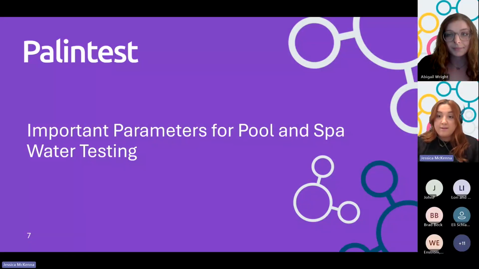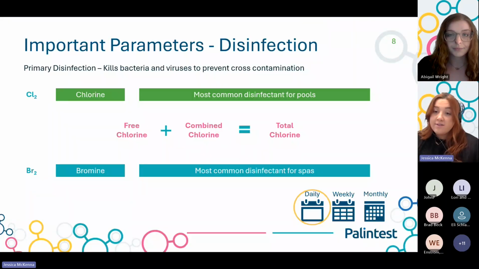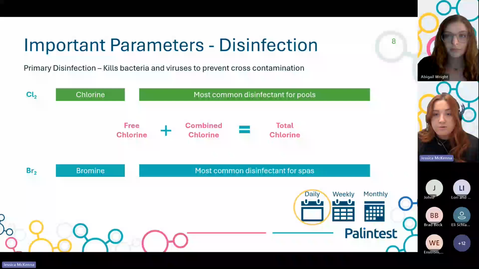Great, thank you, Abby. So to get started, we'll review the important parameters for pool and spa water testing. Primary disinfection will kill bacteria and viruses and provide a residual to prevent cross-contamination. Chlorine is one of the most common forms of disinfection. When testing for chlorine, you need to monitor both free and total chlorine. As chlorine reacts with molecules containing nitrogen, they form combined chlorine. Nitrogen molecules are introduced to the water by bathers, but can also be introduced from the environment, especially in outdoor pools. Combined chlorines still have disinfection properties, however, they are not as efficient as free chlorine.